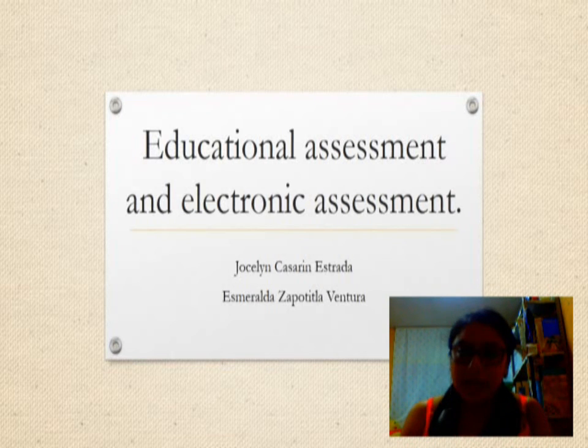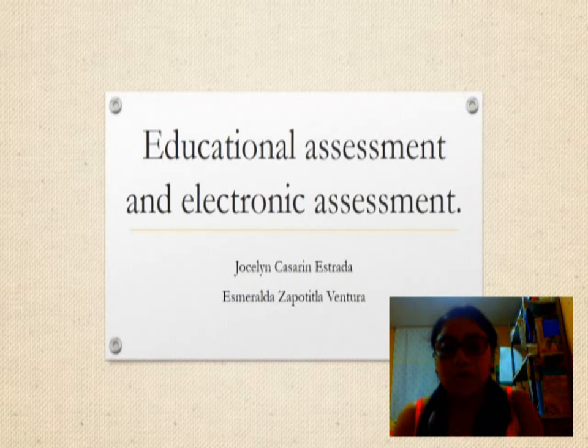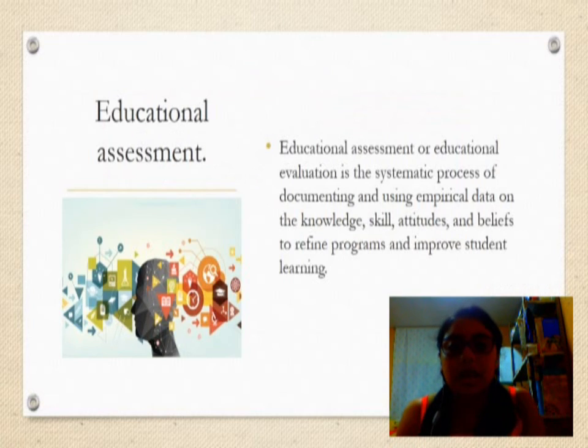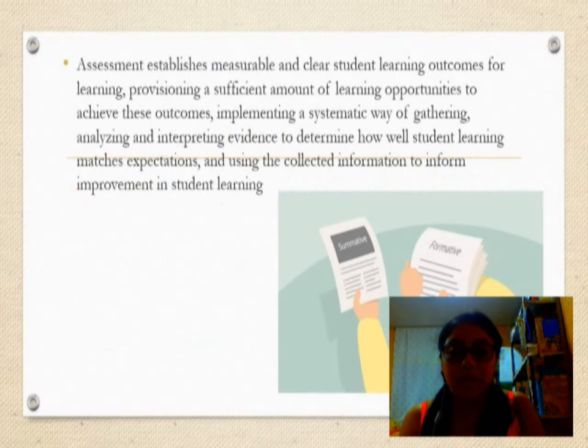Educational assessment is also known as educational evaluation. It is a systematic process used for documenting knowledge, skills, attitudes, and sometimes beliefs. This is used to improve student learning. Assessment establishes a form to evaluate the knowledge of students.